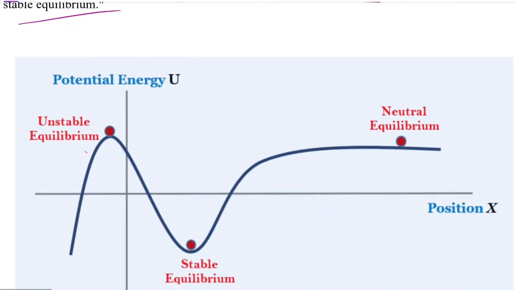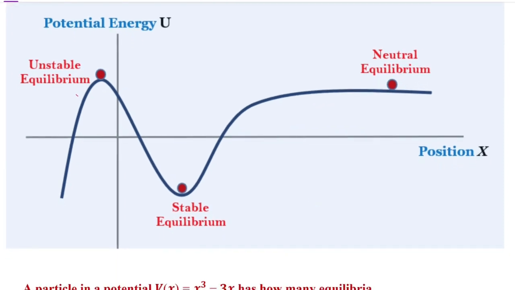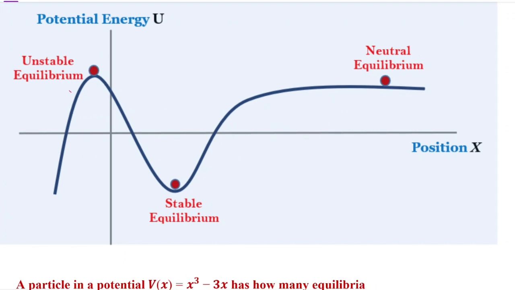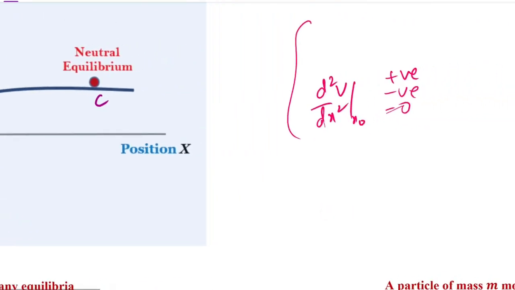So here is a potential energy curve, potential versus position. Here we can see all types of equilibrium. The x-axis is position and the y-axis is potential energy. So point A represents stable equilibrium, point B represents unstable equilibrium, and C represents neutral equilibrium.